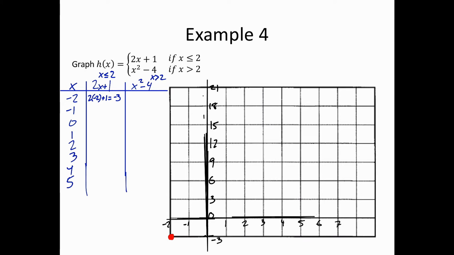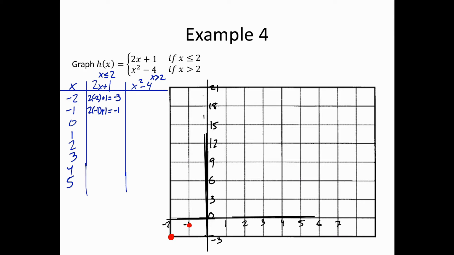Plugging in negative 1, we're going to plug it into that first equation again because our x is less than or equal to 2. So we have 2 times that negative 1 plus 1. Well, 2 times negative 1 is negative 2. Plus 1 gives us negative 1. So we're going to be approximately, let's say, about there.